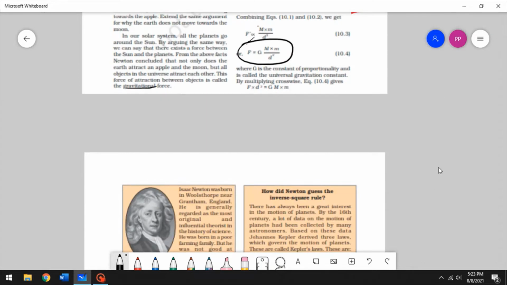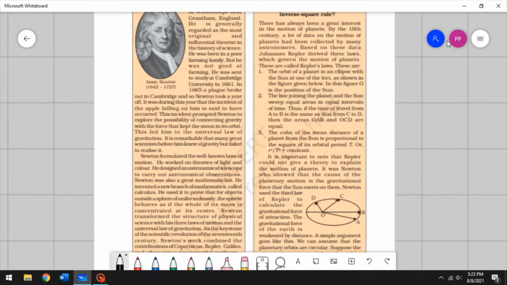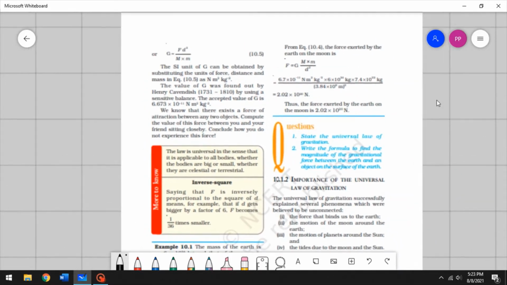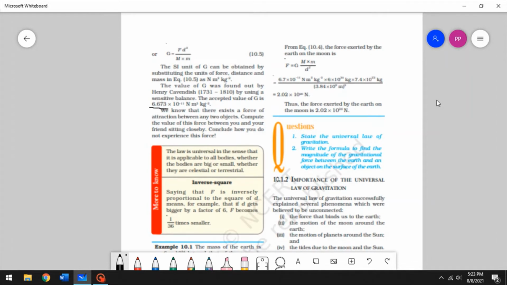Alright, so we have a whole page of trivia here, and here we have the value of G. I just told you that a proportionality constant is a set number. That value for capital G, which also happens to be the gravitational constant, is 6.673 times 10 to the power negative 11 Newton meter squared per kg squared. That is the gravitational constant.